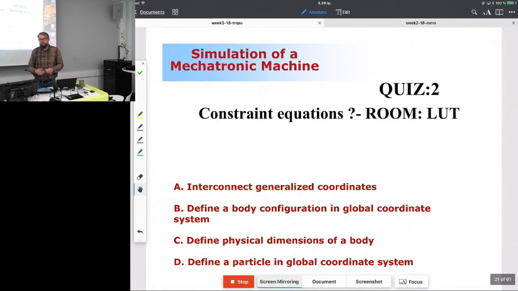What is the purpose of the constraint equations? What's the nature of constraint equations? Here are the 4 choices. It interconnects, it combines generalized coordinates. It defines the body configuration in global coordinate system. It defines the physical dimension of the body. It defines a particle in a global coordinate system. Only one is correct. What is it that the constraint equations are doing for us mathematically? Joints, what is it that they do?